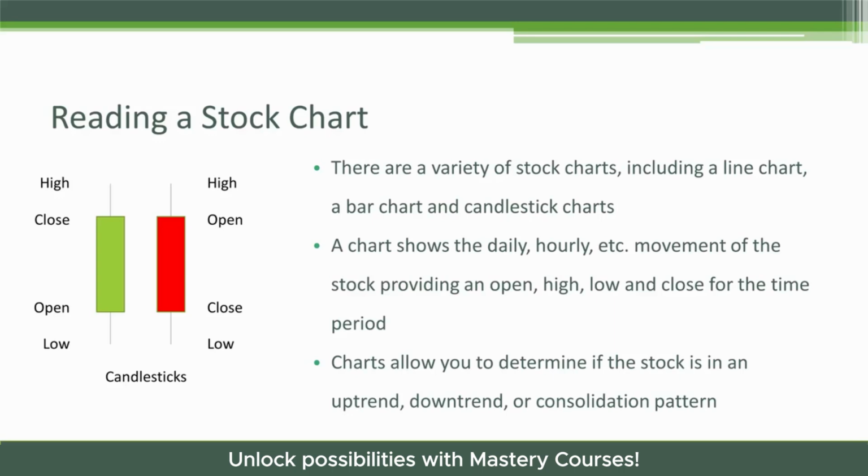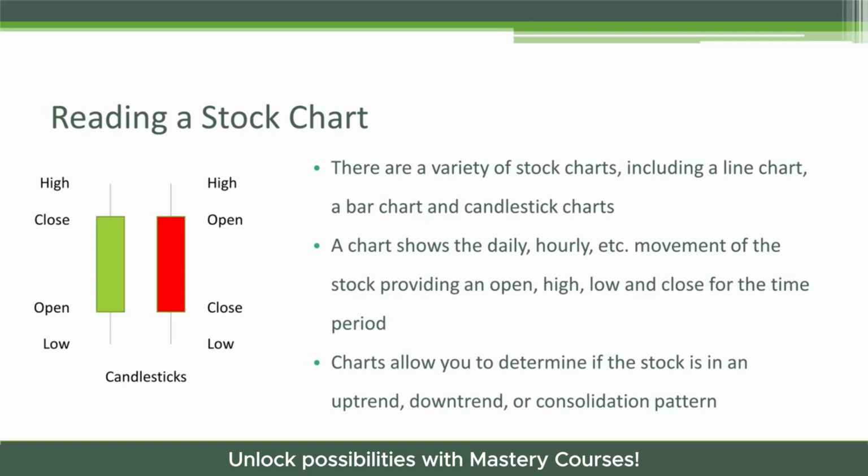A line chart, which we'll see in just a minute, gives the closing price for the time period you're looking at. So if you're looking at a daily chart, it would give you the closing price for the day. Charts are important because they allow you to determine if the stock is in an uptrend, a downtrend, or a consolidation pattern, which basically means moving sideways between two prices.